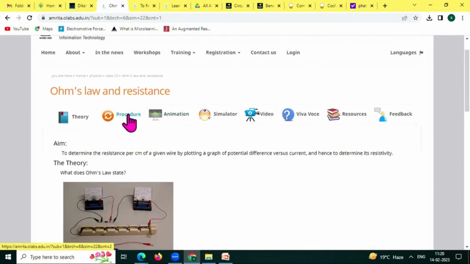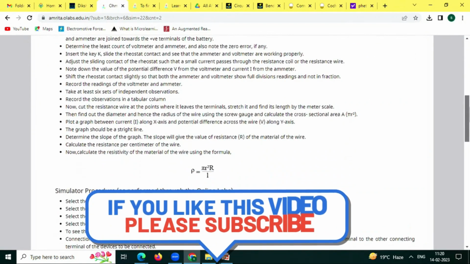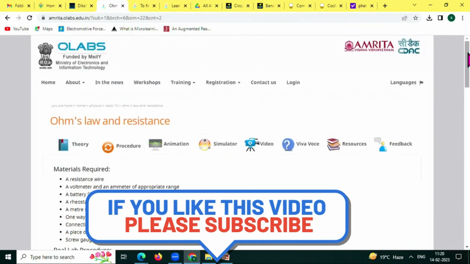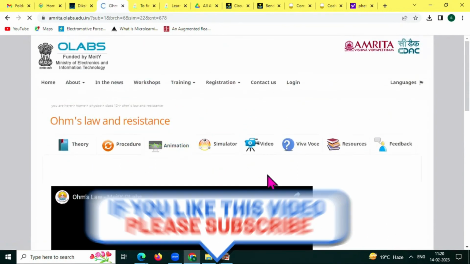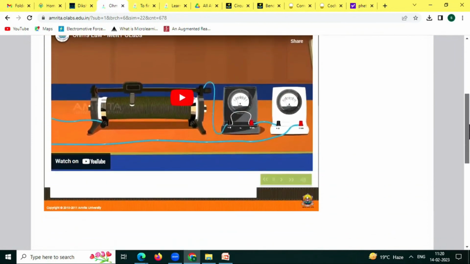Then we go to the procedure section. Here also the text is given on how to calculate, and an observation table is also suggested. Now, let us see the animation. From the animation we can see that the apparatus are given here.